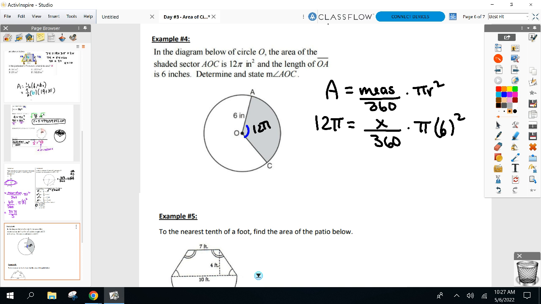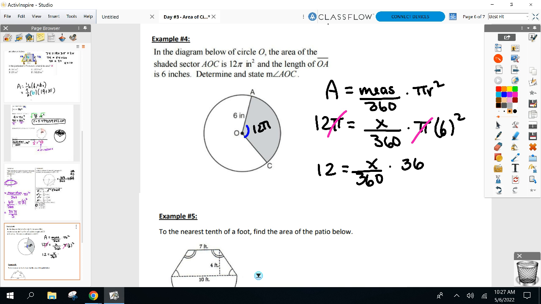How do I get x by itself? Well, first, what do you see on the left and the right that is going to cancel out on both sides eventually? The pi's are going to be gone. So why don't we just make our lives easier and get those out of there. 12 equals x over 360 times, and I'll just clean that up, 36.